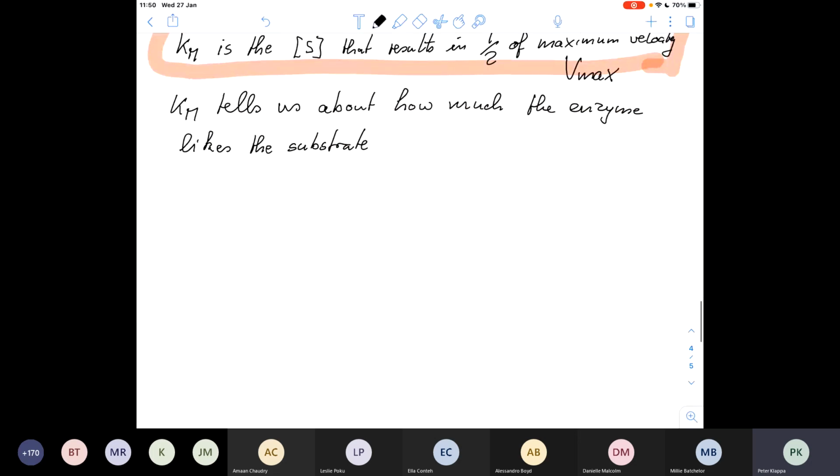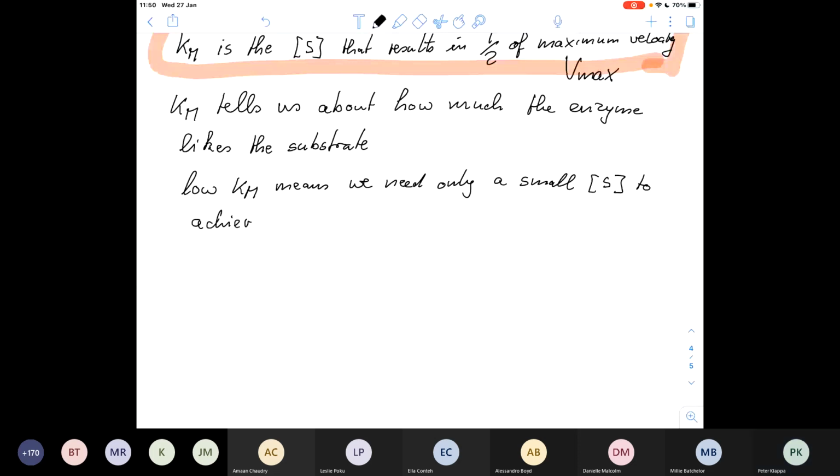If we have a very low Km, low Km means we need only a small substrate concentration to achieve Vmax, or to achieve half of Vmax.